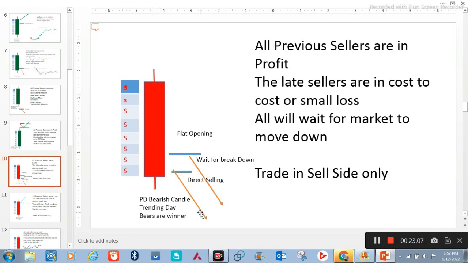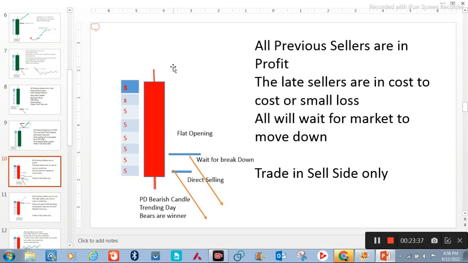It is a trending day. It should be a trending day. And here, who is the winner? Definitely, bears are winning. Now we will take one by one situation for the next day where the market is open. Suppose the market is opened, this is flat opening. Market may be opened here, market may be opened here.